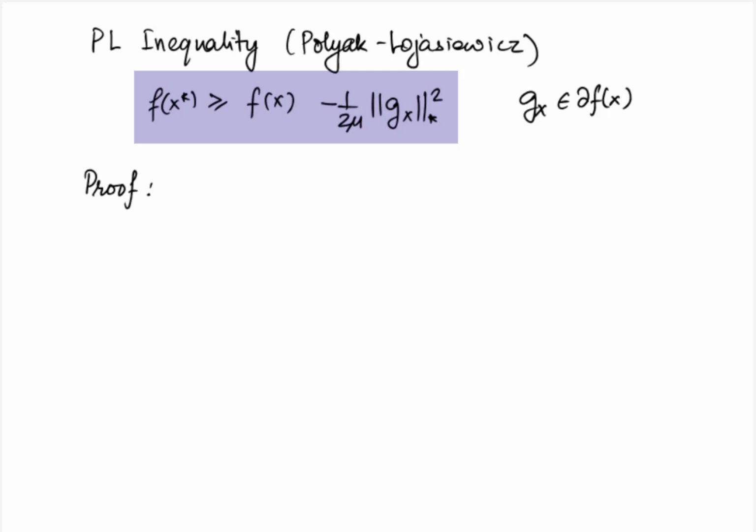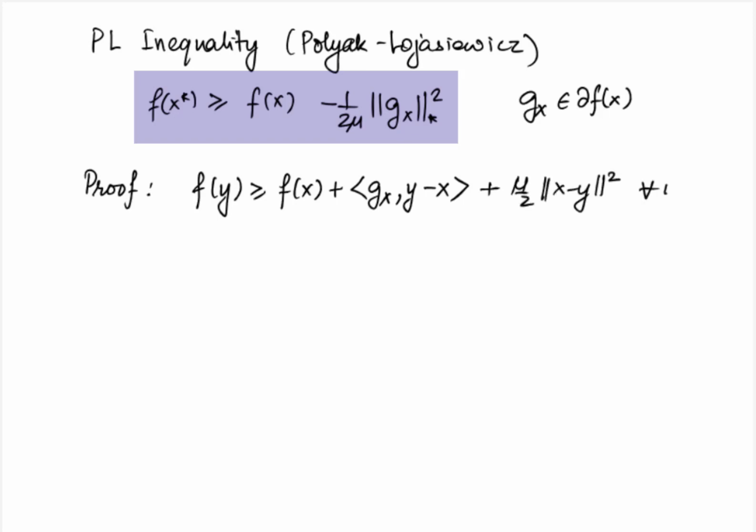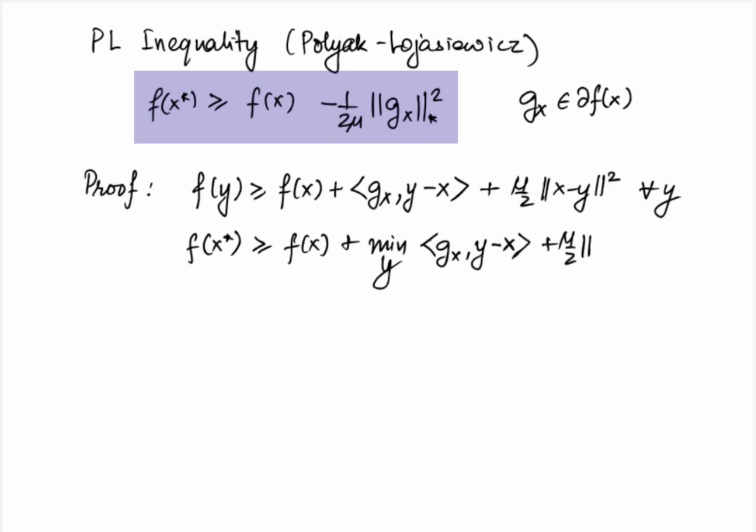So to prove the PL inequality, we begin by writing the quadratic lower bound condition f of y greater than or equal to f of x plus the inner product of gx comma y minus x plus mu by 2 norm of x minus y square, which holds for all y. Now in this inequality, both the left hand and the right hand sides are functions of y. So it follows that we can minimize both the sides with respect to y, and still the inequality should hold. The minimum of the left hand side with respect to y is f of x star. So we have that f of x star is greater than or equal to f of x plus minimum over y of inner product of g of x comma y minus x plus mu by 2 norm of y minus x whole square.